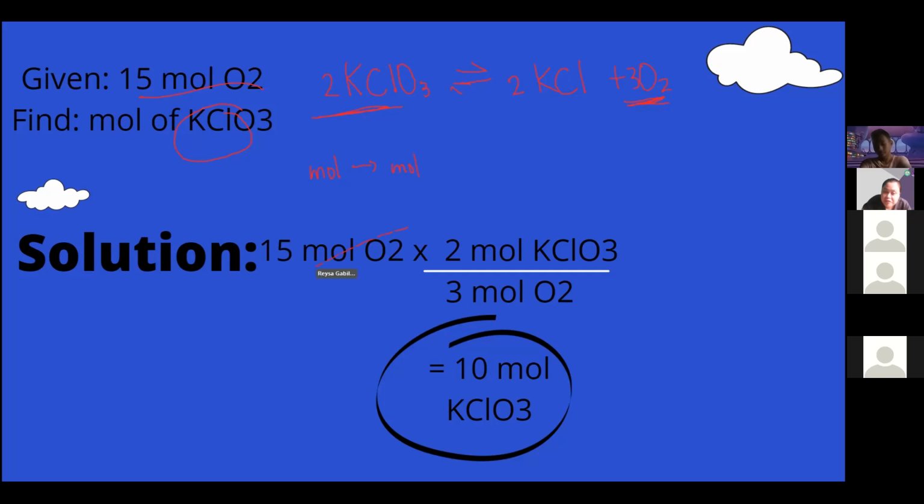So 15 moles of oxygen, cancel ito, you will get moles of potassium chlorate. 15 times 2, that's 30 divided by 3. Okay, so this is 10 moles. So kailangan natin ng 10 moles of potassium chlorate to produce 15 moles of oxygen. So that is number 2. You just have to identify the reactants and the products in the given para mabuo mo yung equation and you can solve for the unknown in the problem.